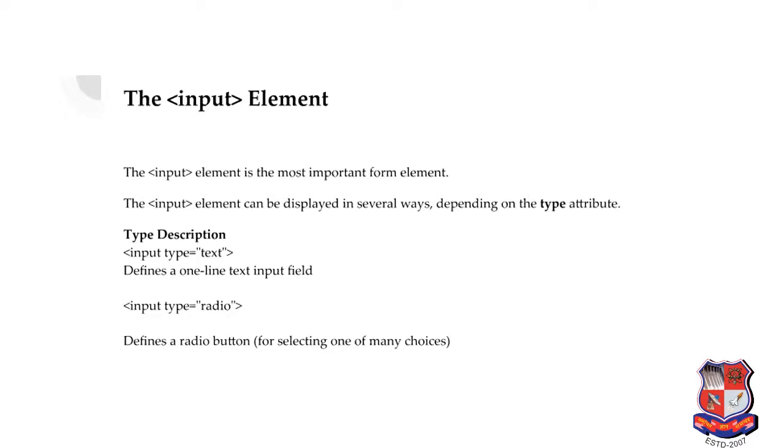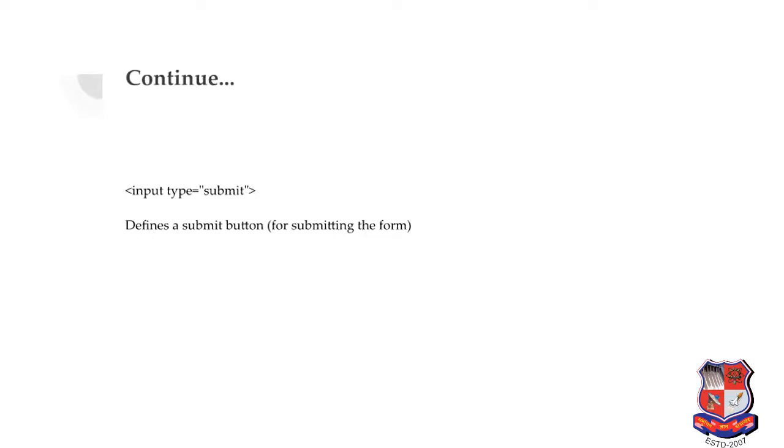Second is input type equal to radio. That means it defines a radio button for selecting one of many choices. Generally we use a radio button for gender. And here is input type equal to submit. That means it defines a submit button for submitting the form.